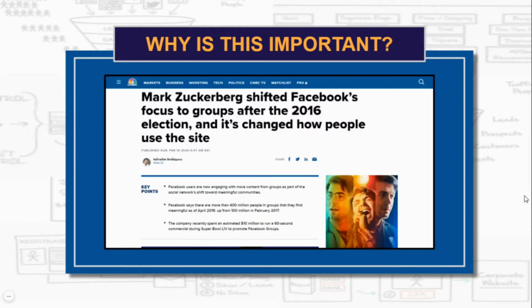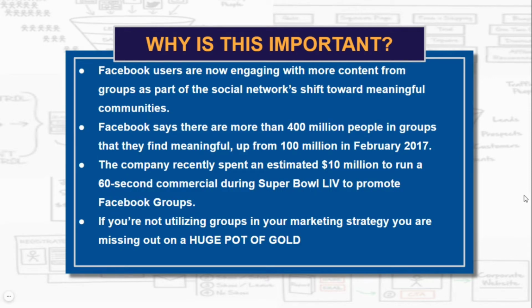Now, why is this important? Well, Mark Zuckerberg shifted Facebook's focus to groups after the 2016 election, and it's changing how people use the site. Facebook users are now engaging with more content from groups as part of the social network shift towards meaningful communities. And Facebook says there are more than 400 million people in groups that they find meaningful. That's up from 100 million in February 2017. Plus, they recently spent $10 million to run a 60-second commercial during the Super Bowl just to promote the groups. Now, if you're not utilizing groups in your marketing strategy, you are missing out on a huge pot of gold.